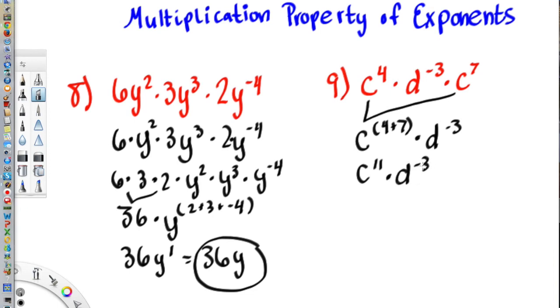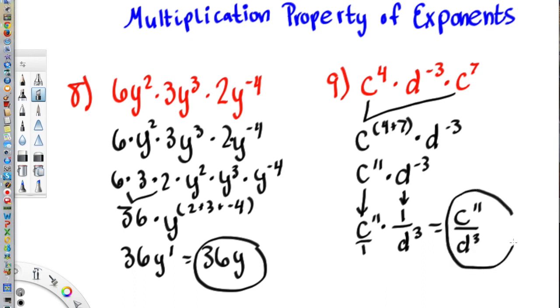I know that d to the negative third power is really 1 divided by d to the third power. And I bring down my c to the 11th power. And when I multiply this through, numerator times numerator, c to the 11th power times 1 is c to the 11th power. And then I can put a denominator here. 1 times d to the third power is d to the third power. And there you have it.